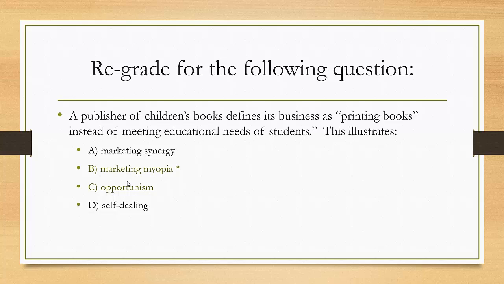The question was: a publisher of children's books defines its business as printing books instead of meeting educational needs of students. This illustrates... The correct answer according to the key was opportunism, but based on Chapter 1 and the information that has been presented to you at this point, I completely understand why almost all of you put marketing myopia. It really is the definition of marketing myopia on page 22 in your text. Business mission statements that are stated too narrowly suffer from marketing myopia, defining a business in terms of goods and services rather than in terms of the benefits customers seek. So I do believe this was an error in the quiz, and I gave everybody credit who answered either B or C.